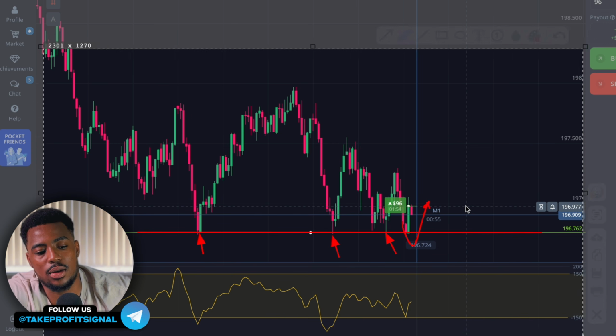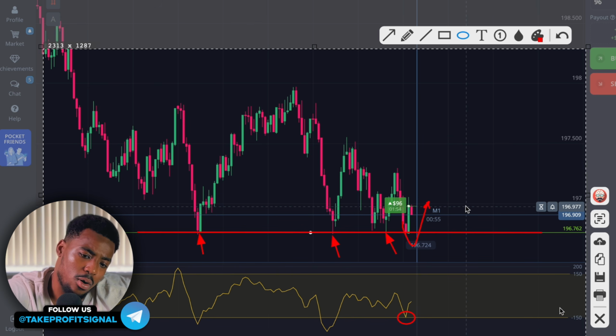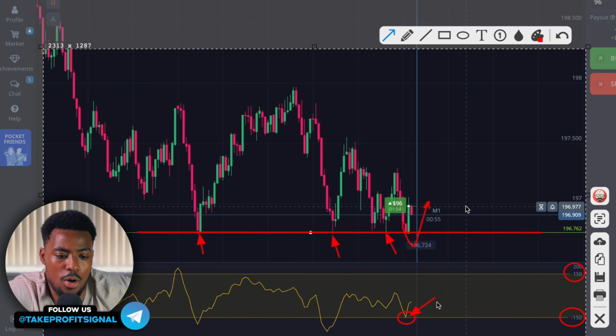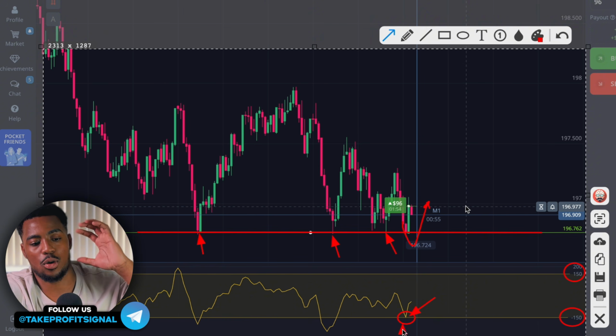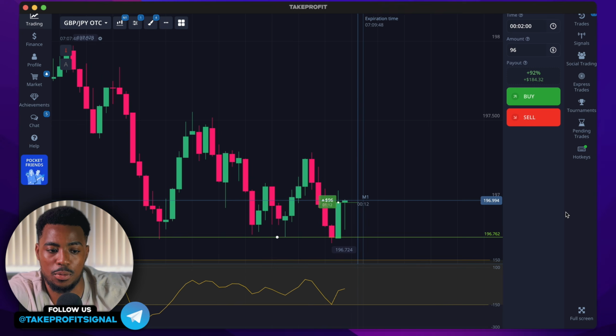Next, we look at the CCI indicator in the minus 150 or 150 zone. Here we see that the indicator has touched the zone and now it is already in the normal area. So this is also a confirmed upside signal. Now we are waiting for the result.